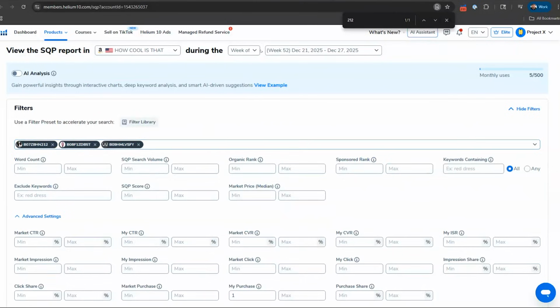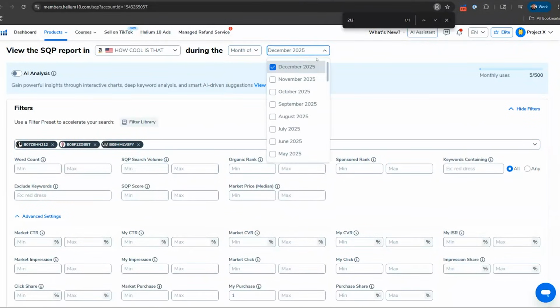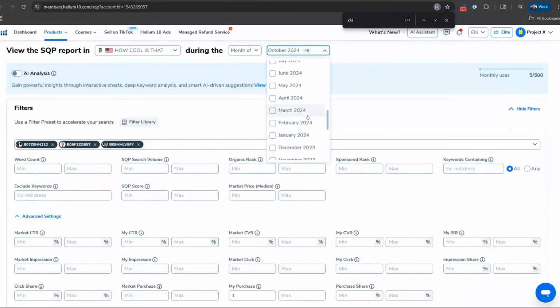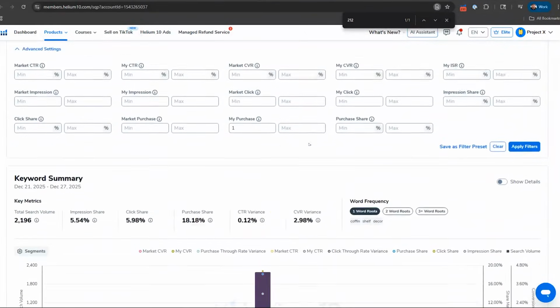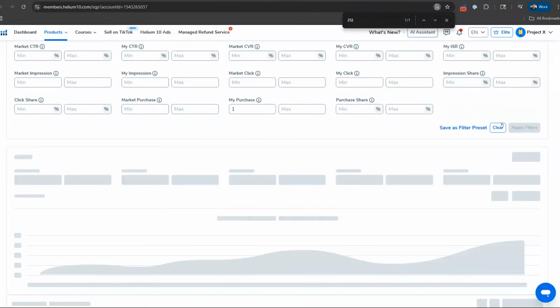And then instead of just looking at a week, which I actually don't recommend doing in Search Query Performance, I want to look at a month. And I'm going to say, hey, look at December 25, November, October, September. Let's go all the way back to 2024. Let's look at December, November, October. You know what? I'm going to go crazy. And let's look all the way back in 2023, even October, what was going on. And then I select all of that, and then I hit apply filters.